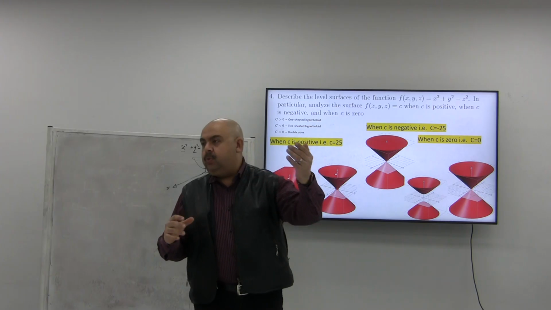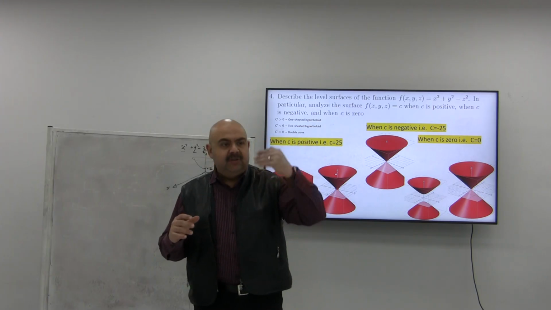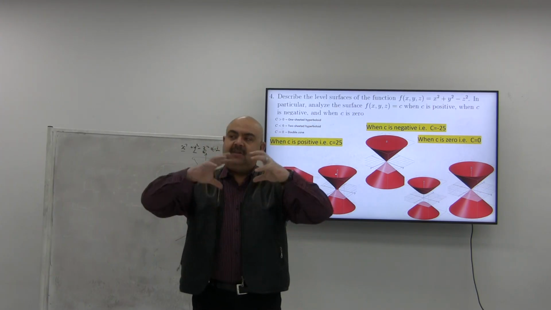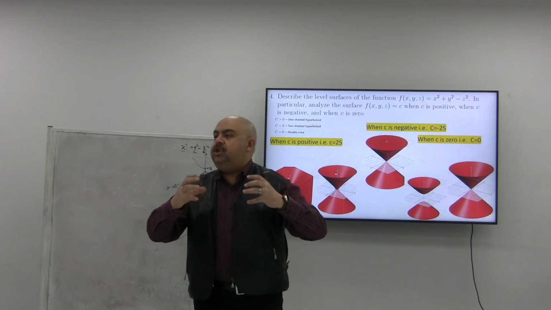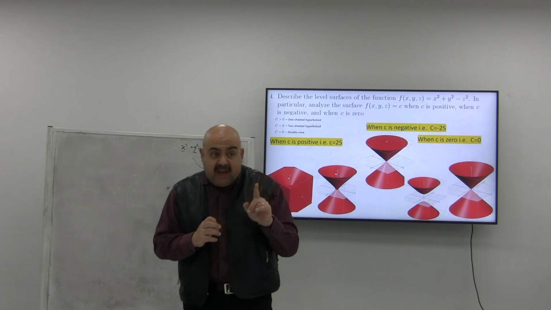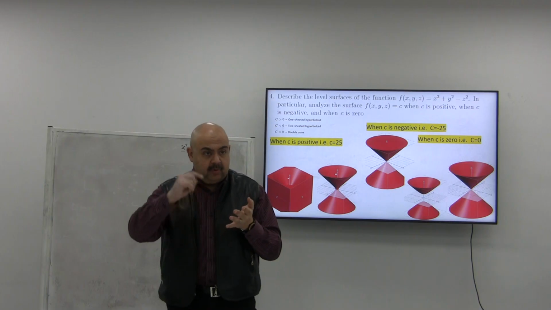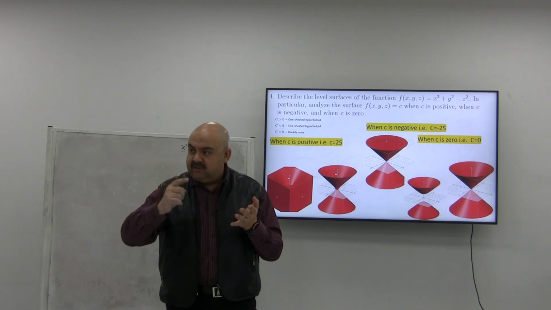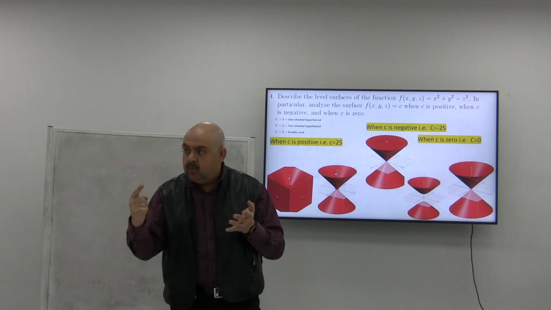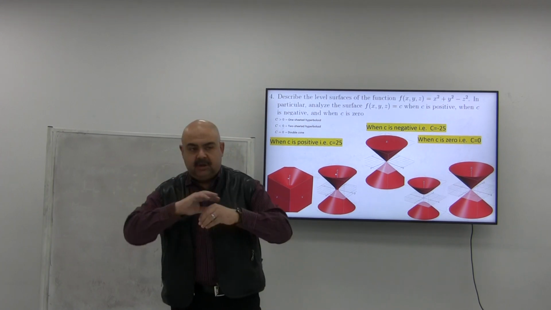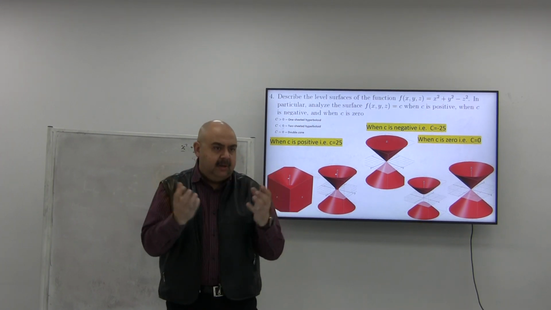If I have the equation x squared over a squared plus y squared over b squared plus z squared over c squared less than or equal to 1, which is a solid, all in the shape of an ellipsoid. If I have x squared over a squared plus y squared over b squared plus z squared over c squared equal 1, I will be talking about the outer surface of this ellipsoid.